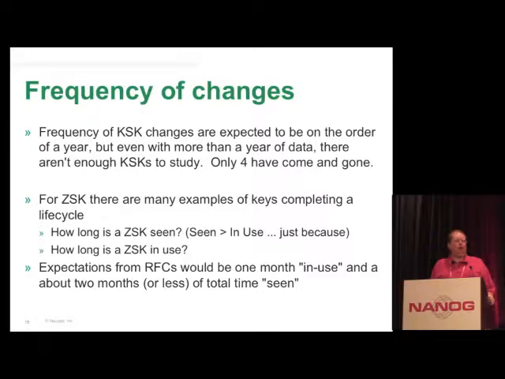So I looked at the frequency of changes, and even though I have more than a year of observations, KSKs I can't measure. There's just not enough of them that have changed. Only 4 of them have come and gone in my observations, and I don't want to draw any conclusions beyond that. ZSKs, there have been a lot. Operators tend to like to change the ZSK because you can do that by yourself without involving anyone else. The KSK involves the parent. Expectations here are about a 1-month use period of the ZSK.